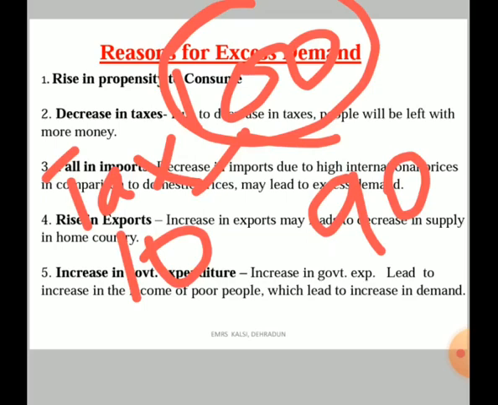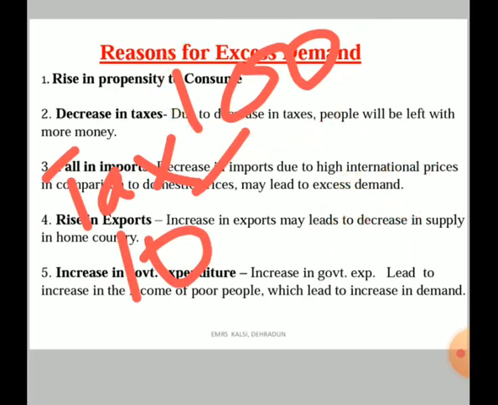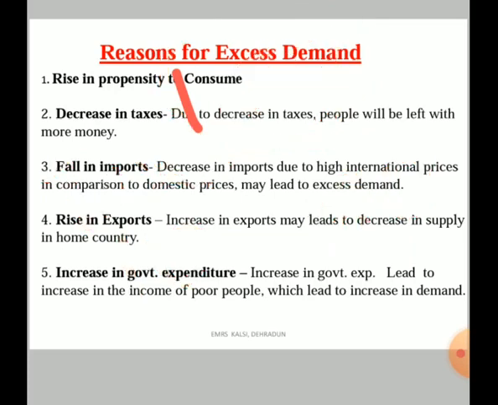This is an example for one person. Now assume this for lakhs or crores of people. When there is a decrease in taxes, people are left with more money. They will save more, definitely, but they will also spend more. That expenditure will increase the demand. So due to decrease in taxes, the situation of excess demand occurs.